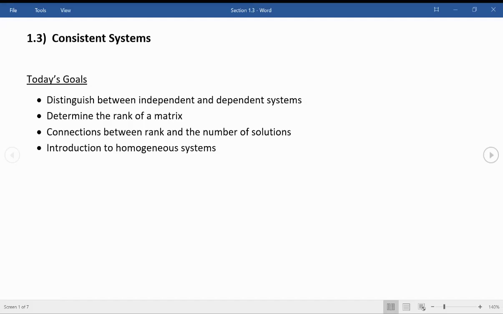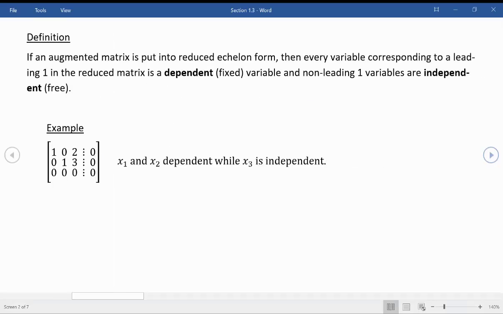In this lesson, we're going to introduce a fair number of definitions and ideas. The particular definitions we work with, some will be useful, some will be less useful for us, but they're important for us to discuss. So we're going to take some time to talk about independent and dependent systems, and we're going to talk about the definition of the rank of a matrix, some connections between rank and the number of solutions we can get from our system, and also introduce the idea of homogeneous systems. So let's dive in here.